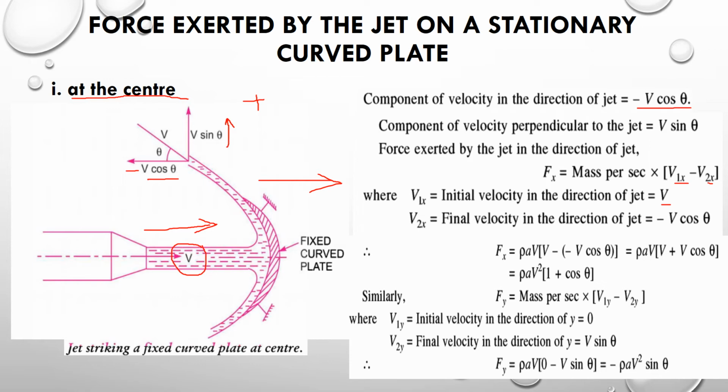Substituting the values, Fx is equal to rho a v. In the previous derivation, I have already mentioned how we got this rho a v: density into area into velocity v, into V1x minus V2x, which is v minus (minus v cos theta). So minus minus becomes plus, and finally we get the answer Fx equals rho a v squared into (1 plus cos theta). Similarly, we will have a component Fy in the perpendicular direction. That also we can write like this, and when substituting these values, we finally get Fy equal to minus rho a v squared into sine theta.